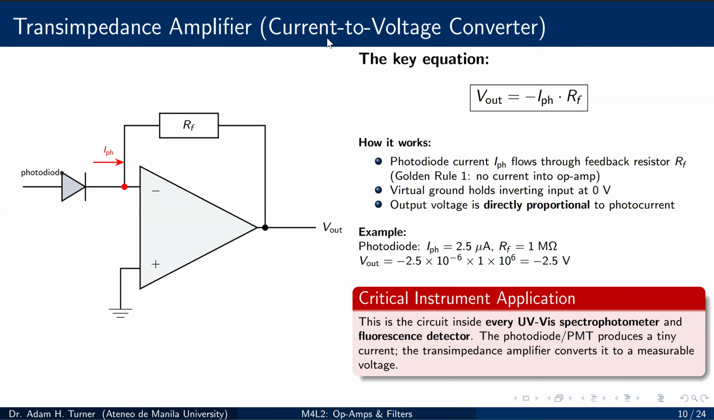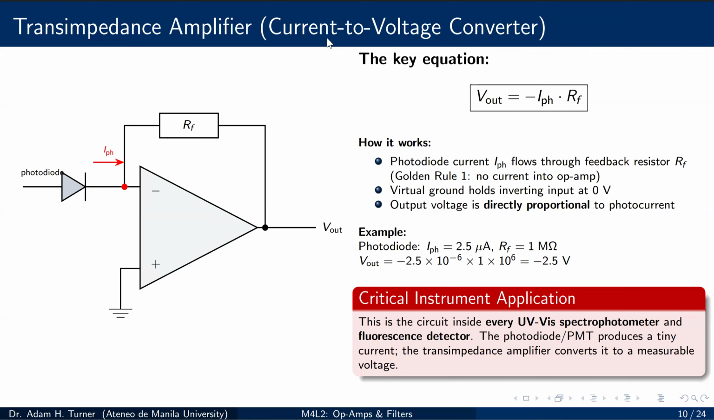The photodiode produces a photocurrent IPH. By golden rule number 1, no current flows into the op-amp. So where does the photocurrent go? It must flow through RF. Because of golden rule number 2, the inverting input is at the virtual ground, so V out equals negative IPH times RF.